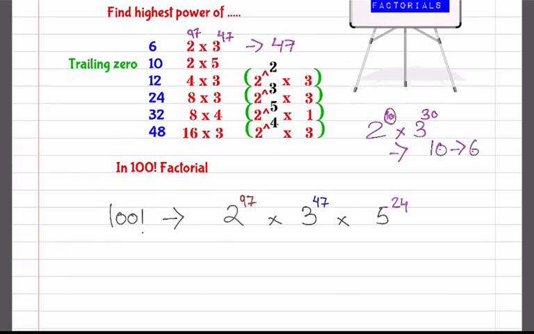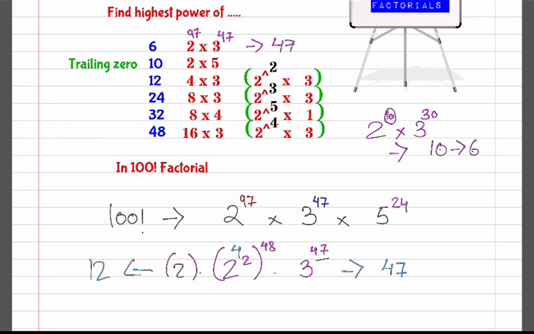So you will start, okay, what do I need to form a 12? I will need 2 2's, because this is 4. So I'll write this as 2 raised to 48 into 2, which is 2 raised to 97 into 3 raised to 47. How many 4's do I have here now? 48. And how many 3's do I have? 47. So how many 12's can I form? 47, because I need 1 4 and 1 3 to form 1 12. And that is what gives me the idea.